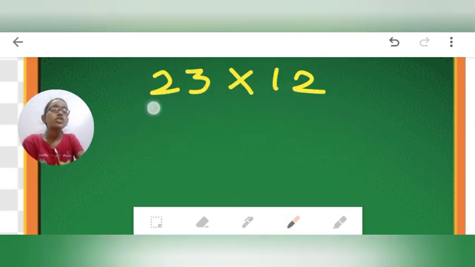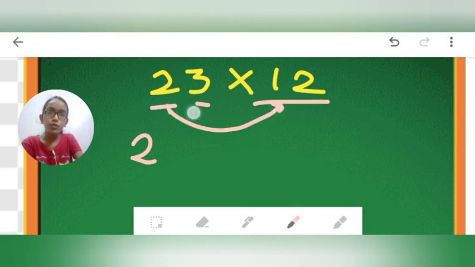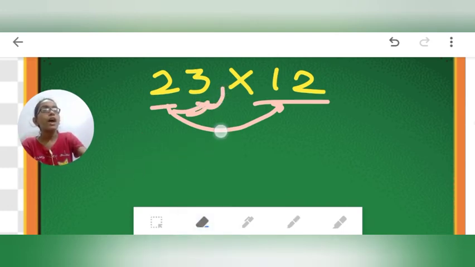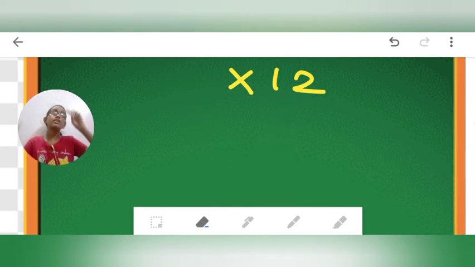Now what we will do is 23 into 12. Here, what we did, we just wrote 2 here. Then 2 2s are 4, and 4 plus 3 came 7. And then we wrote 3 2s are 6. Simple, na? Now let's take another example as well to understand this even better.